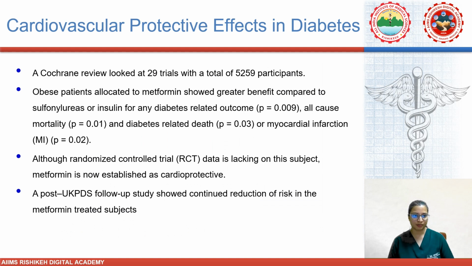Also, a Cochrane review looked at 29 trials with a total of 5259 patients. In these trials, obese patients allocated to metformin showed greater benefit compared to sulfonylureas or insulin for any diabetes related outcome, all cause mortality, and diabetes related death or myocardial infarction. Although RCT data is lacking on this subject, metformin is now established as cardioprotective. A post UKPDS follow up study showed continued reduction of risk in the metformin treated subjects.